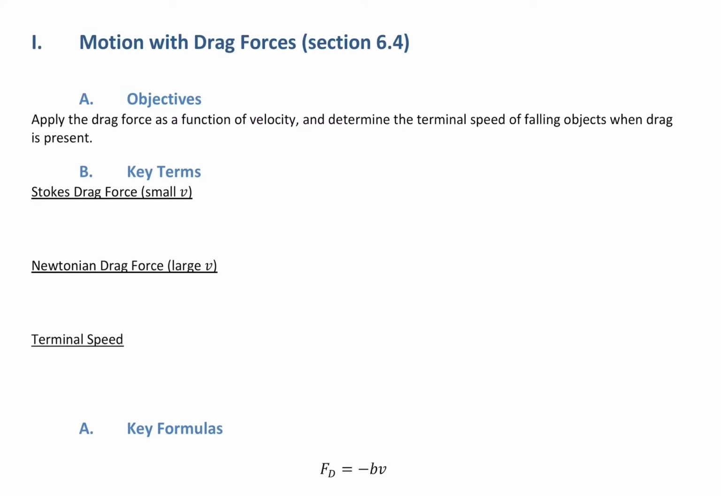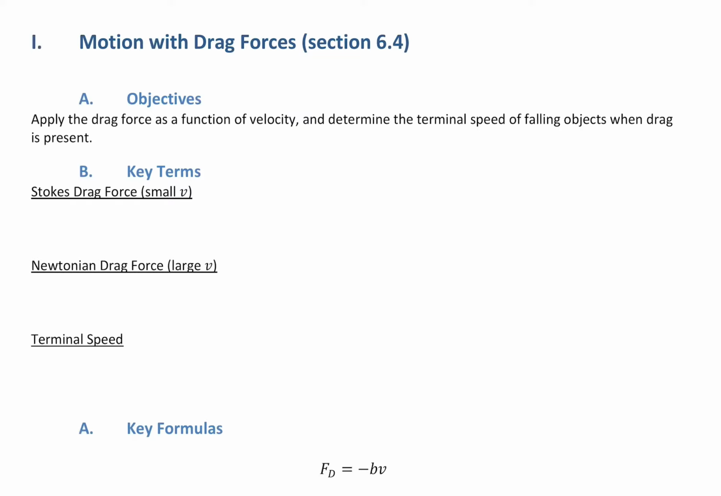So, there are two types of drag. Their technical terms are Stokes drag and Newtonian drag. What separates them is that Stokes drag applies to anything that is small or moves at small velocity. That's what the small v represents. And Newtonian drag applies to macroscopic objects like a skydiver that are large and moving at large velocity. The technical differentiation between them is something called the Reynolds number, but we don't cover it in this class.